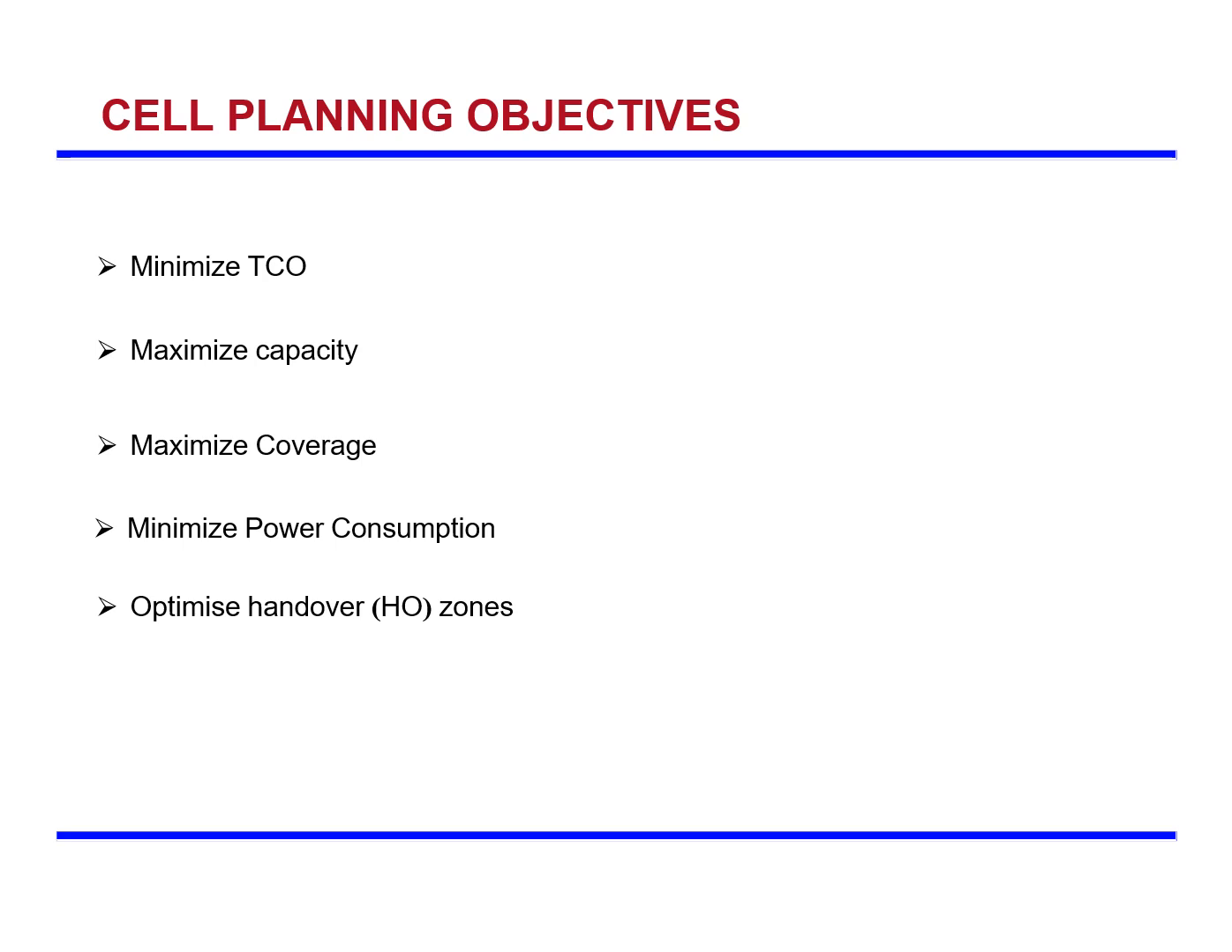Cell Planning Objectives: Minimize TCO. In addition to minimizing the overall network cost, this objective may also include minimizing economic cost related to deployment costs and parameter optimization. Maximize capacity. Maximize coverage. Minimize power consumption.